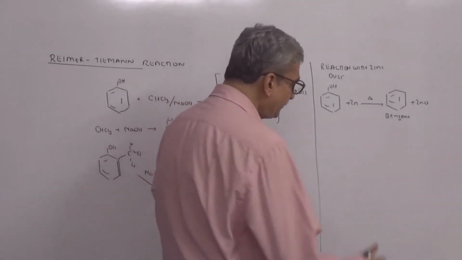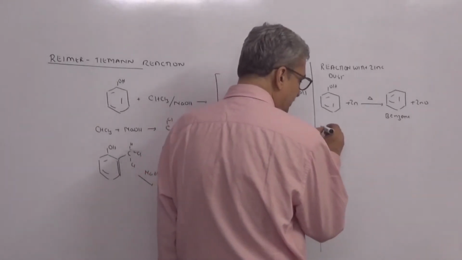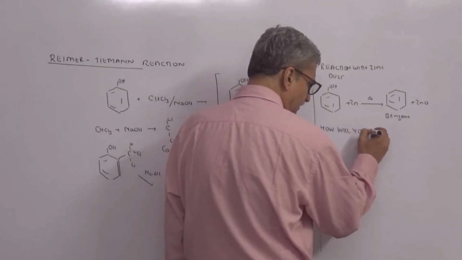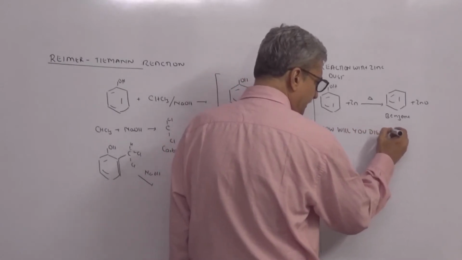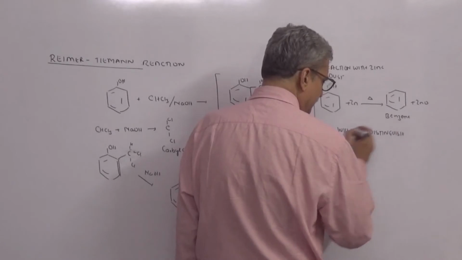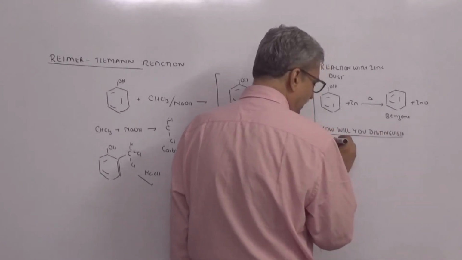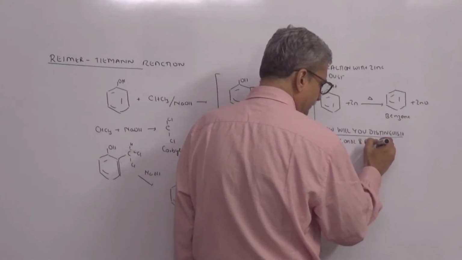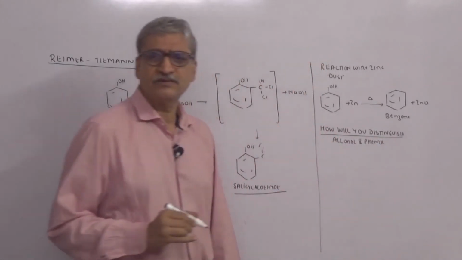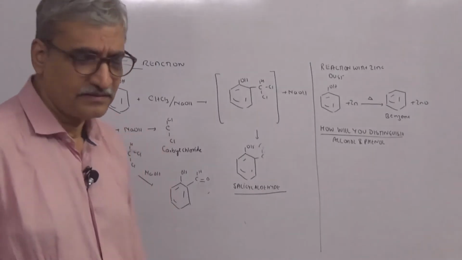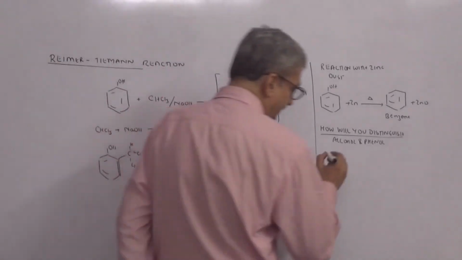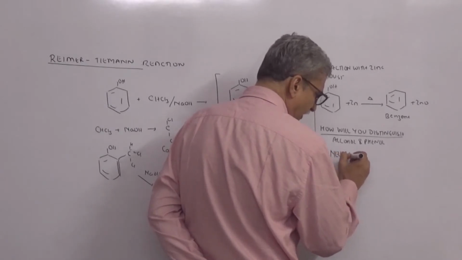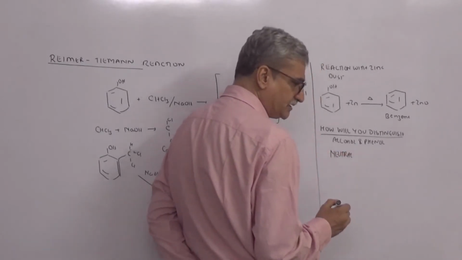Okay. Then we come to a very important point. How will you distinguish alcohol and phenol? See, we use neutral ferric chloride. You will have this in your practicals probably, if at all they start.